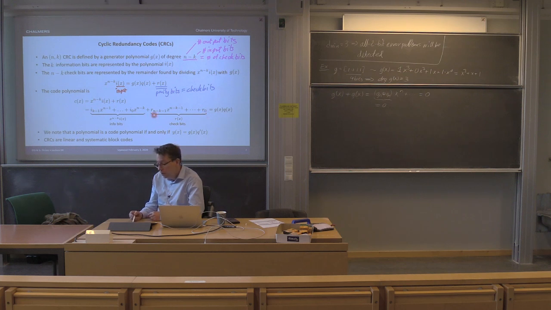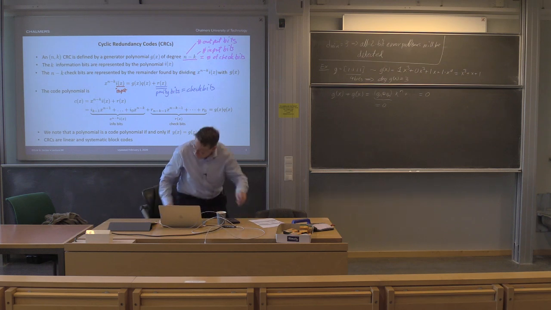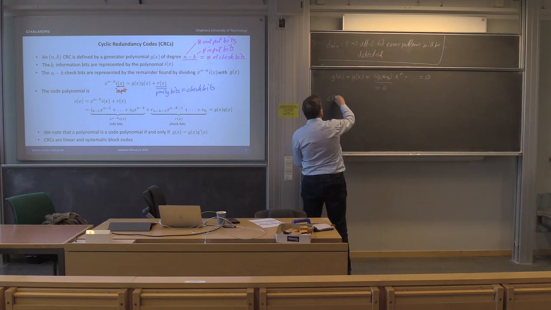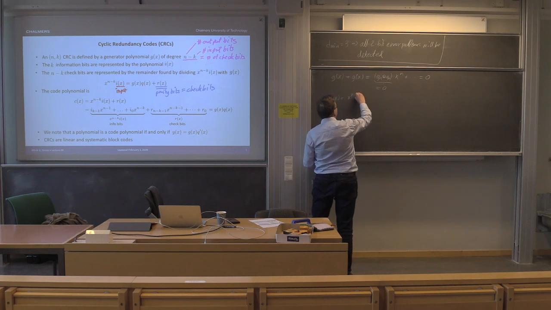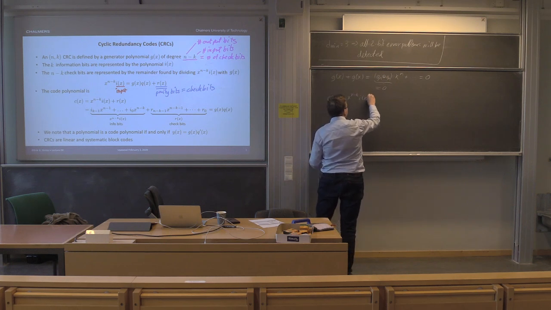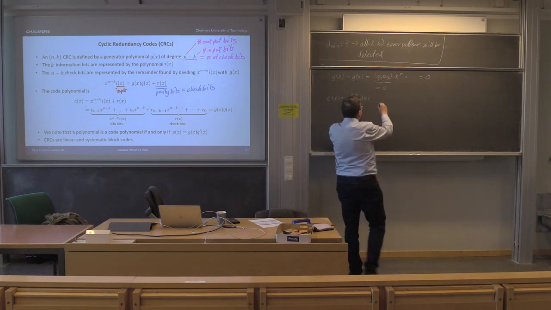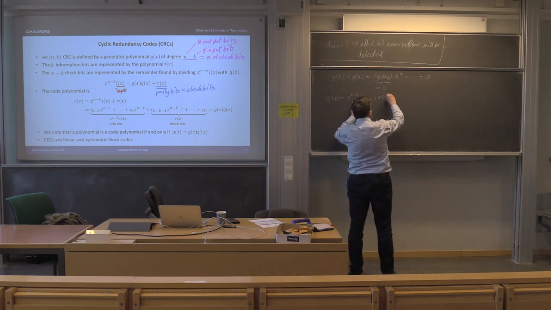Information bits, check bits. And then it's easy to show that this is G(x) times Q(x). And why is this? Well, we know that the code polynomial is x^(n-k) times I(x). Okay, so this is the input. And then we add on to that the remainder.